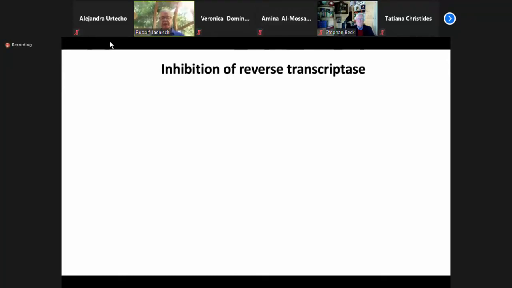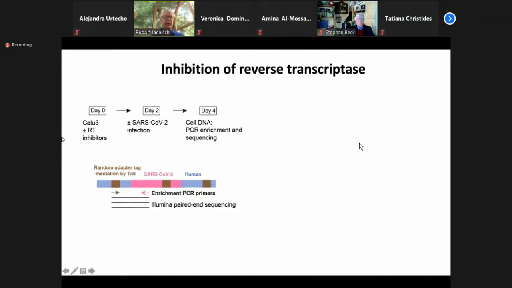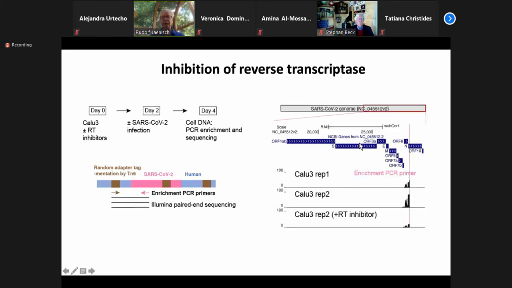An inhibition of reverse transcriptase experiment. In this case, for the same experiment as before, we used Calu-3 plus or minus AZT. So they did not overexpress LINE-1; we infected, and then we did again the tagmentation procedure to look at integration. And here we look at just the DNA sequences.